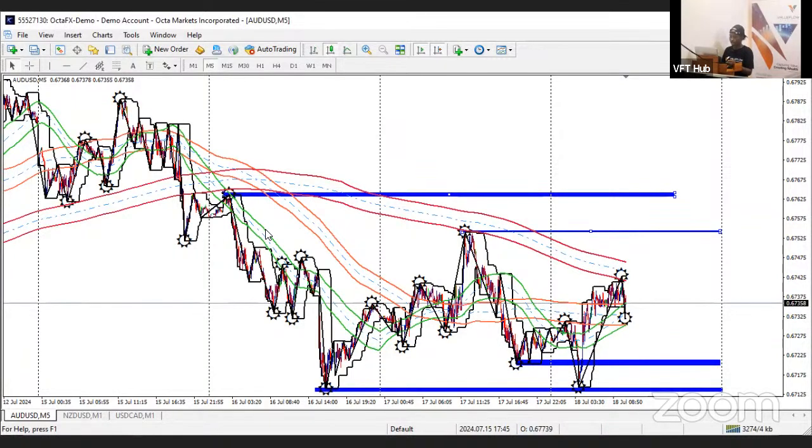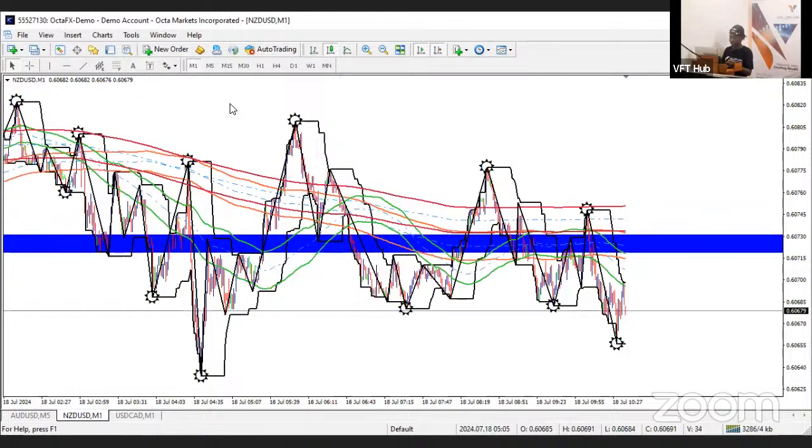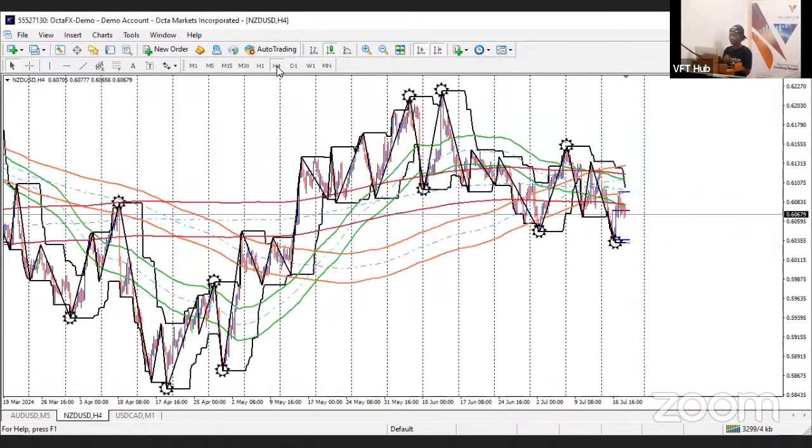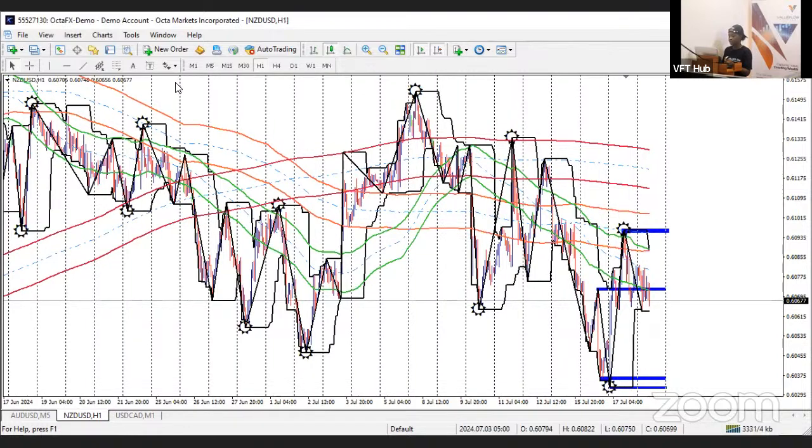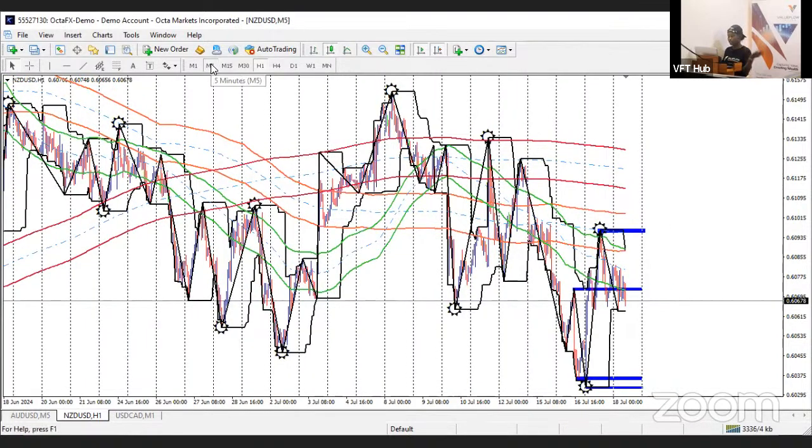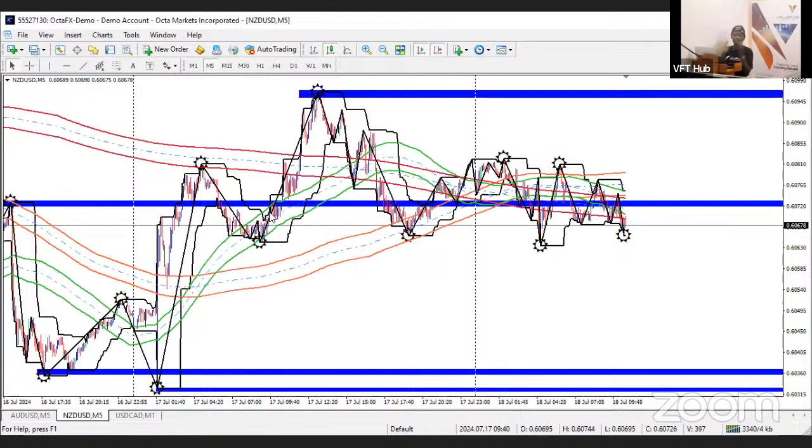Let's look at NZD/USD, starting from the 4-hour time frame as usual. So for the New Zealand dollar, what we see is totally different from what we see on the Aussie. Structure is to the downside. 1 hour time frame structure is also to the downside, right? So what do we do next? Straight to the 5-minute time frame, of course. And you see the 5-minute time frame is also in confluence with what we're seeing on the 1 hour and the 4-hour time frame.